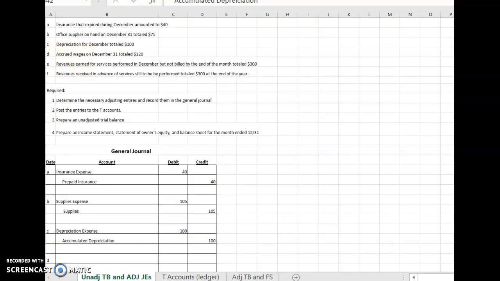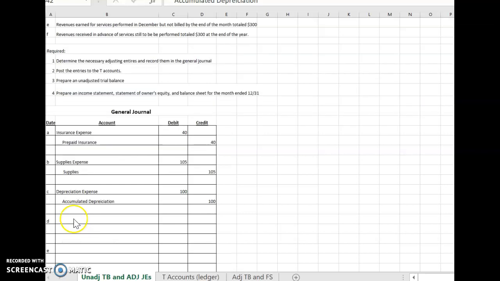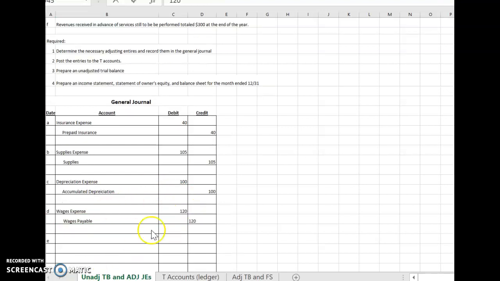Letter D, accrued wages on December 31st totaled $120. Accrual means either a receivable or a payable. Since wages are an expense, we're talking about a payable. So debit wages expense and credit wages payable for $120. I'm making this adjustment because I owe the employees, and I haven't paid them. And I need to show that they've earned this and that I owe them on the financial statements.